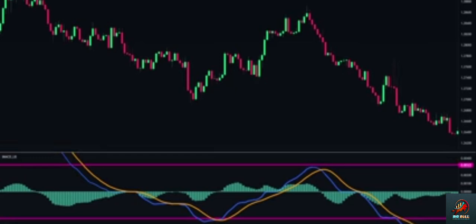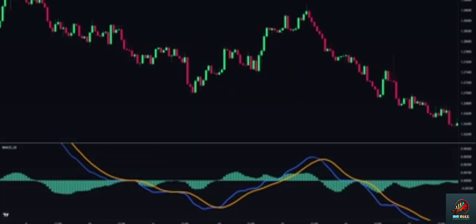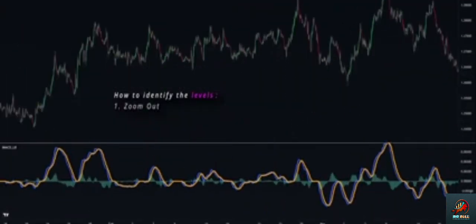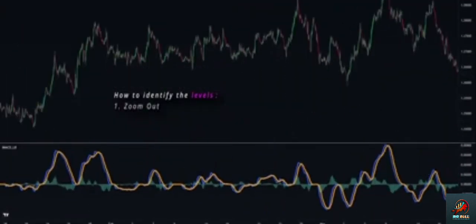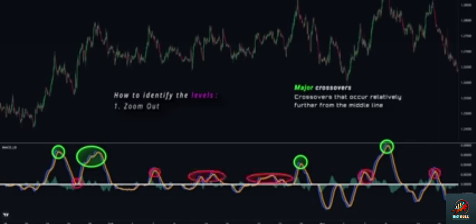Now, you may be wondering, how did I determine the exact placement of these lines? So here's how you do it. First, let's start with identifying the placement of our overbought line. So first, you want to zoom out. Now immediately, we can see that there are two types of crossovers that's happening. First are crossovers that happen further from the middle line, which are called the major crossovers. Next, we also have the smaller crossovers that are happening closer to the middle line, which are called the minor crossovers.